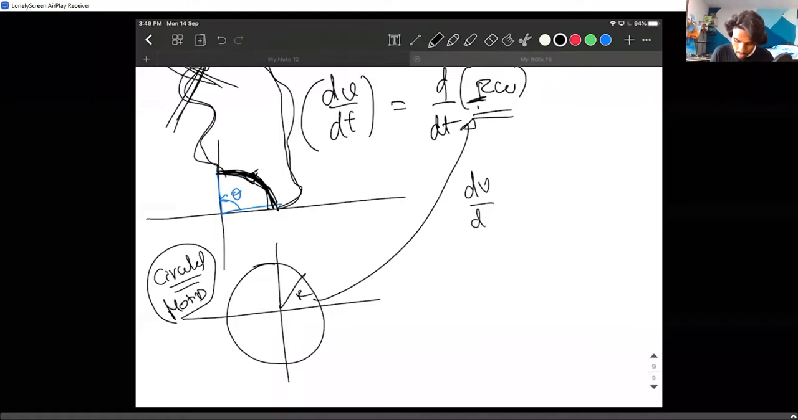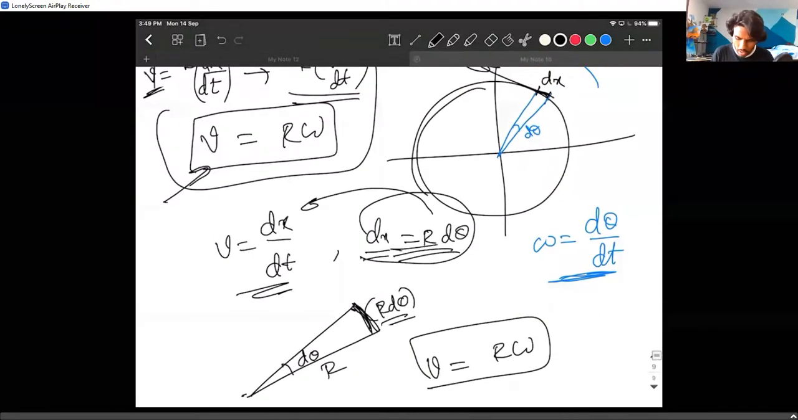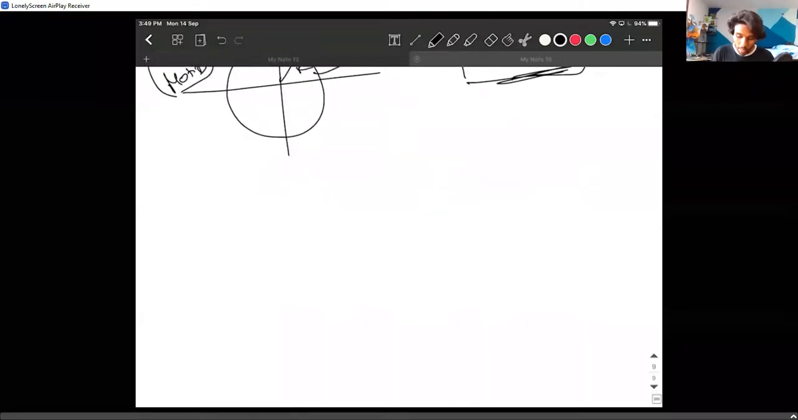dv by dt is r times d omega by dt. Acceleration equals r alpha. In fact, I've done the same thing here also, but since it is very small, it didn't really matter. Now it matters, right? So I'm clearly showing it to you. So a equals r alpha. Let me repeat it.